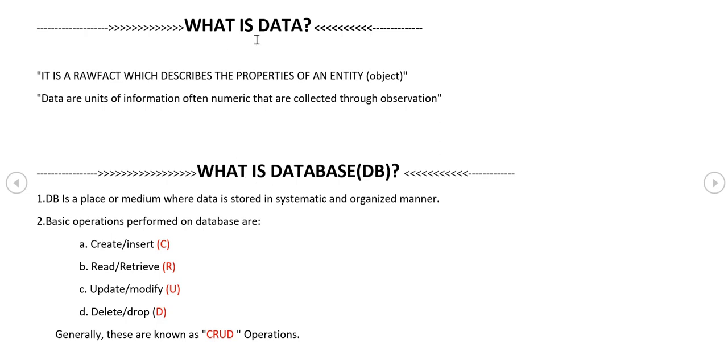Whatever data we have collected, we need a particular place to store it, and whenever we need it, we have to get it back. That is called retrieve. It should also be protected from unauthorized access. For that, we need a database. A database is a place or a medium where data is stored in a systematic and organized manner. Generally, we perform some operations on this database: we create a database, insert, read, update and delete. These are called CRUD operations.